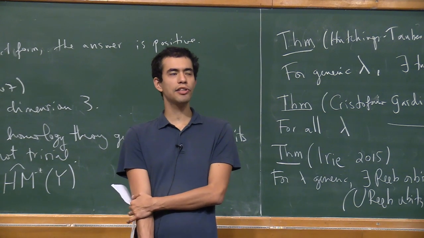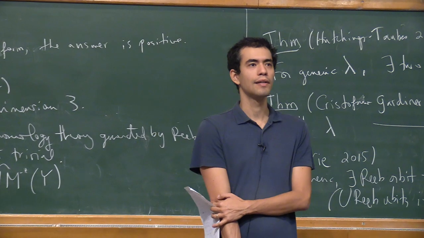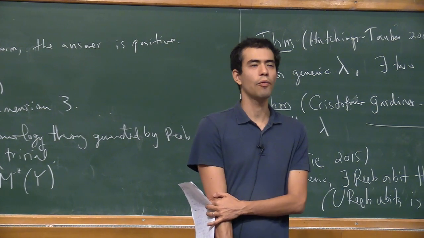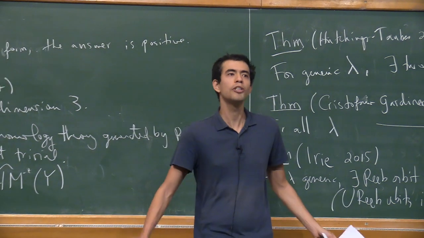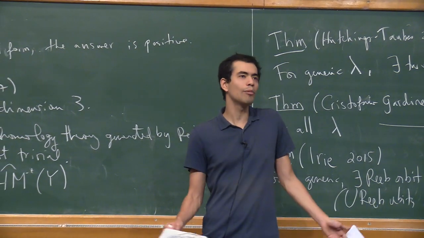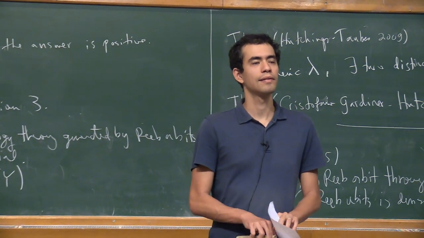I think you have to check the details and see in which space you're looking for Reeb orbits and what exactly you mean by the Hessian. But I think morally it should be that. Formally, if you write the Hessian, you could probably, yeah.